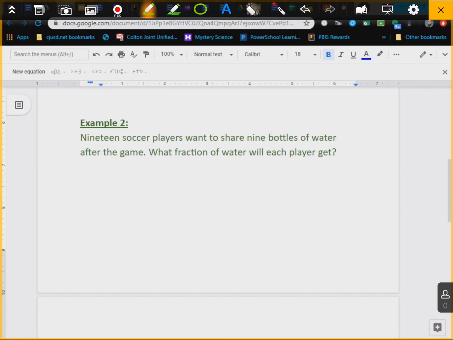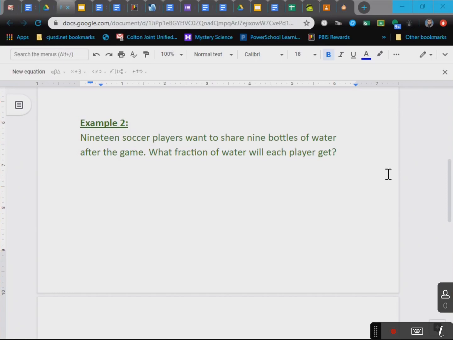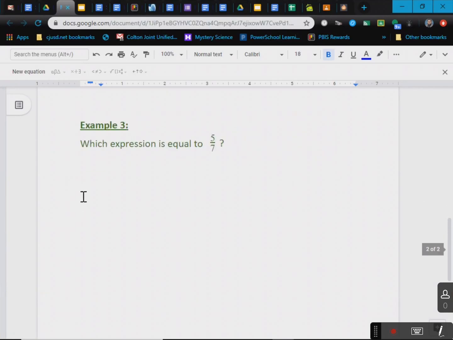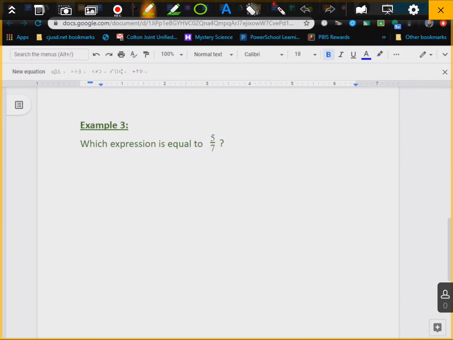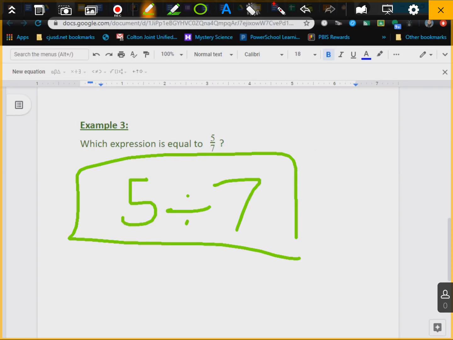Okay, let's go ahead and do example number 3. This one is not a word problem. This one's a pretty simple one. They just say, what expression is equal to 5 over 7? Well, like I said, every fraction's a division problem. It's the same as 5 divided by 7. And that's our final answer.